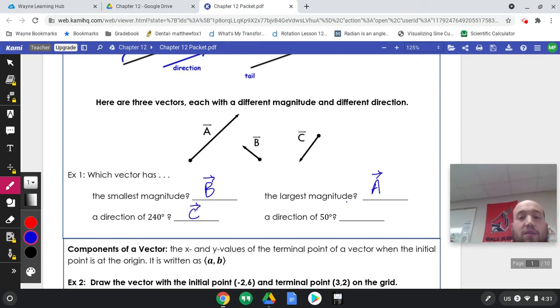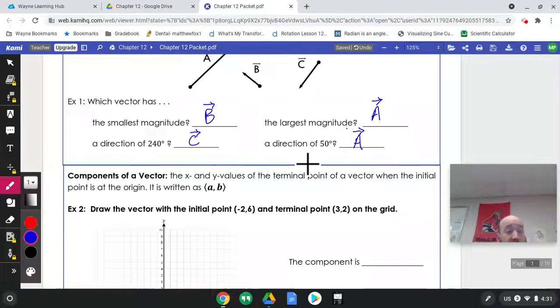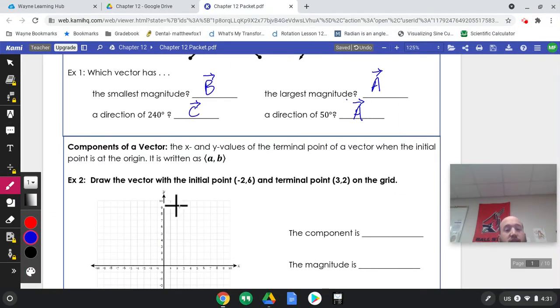And then meanwhile, the last one, direction of 50. 50 is up in quadrant 1, so we know that has to be vector A. Now, in my opinion, vectors are pretty easy. We just have to discuss what they are.